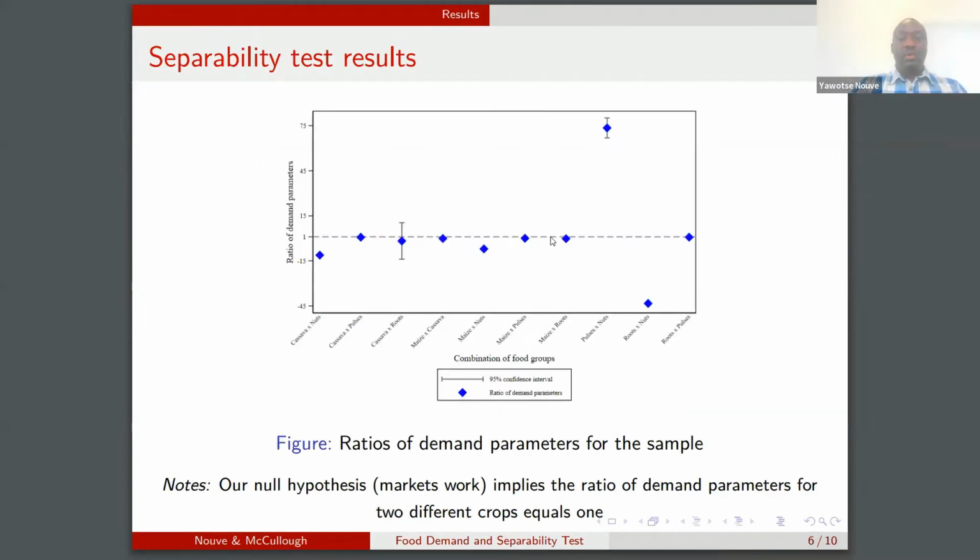So these figures summarize the result of our market failure test. The blue dot represents the ratio we calculated. As I said before, this ratio should be statistically equal to 1. Normally we expect all the blue dots to be on the dash line, but this is not the case here. So this simply implies that we face market failure in our sample of study for the Nigerian smallholder farmers.